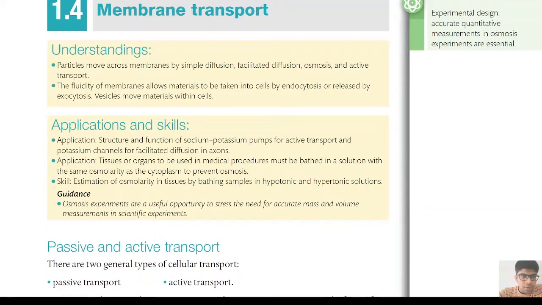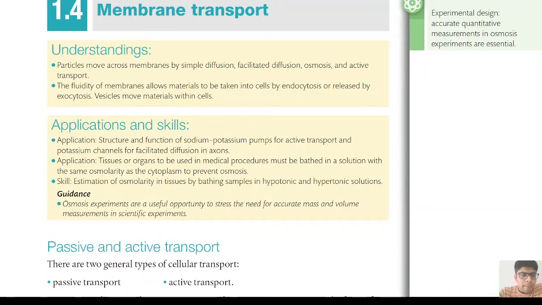Transport, how the transportation takes place. So let's read the understandings. Particles move across membranes by simple diffusion, facilitated diffusion, osmosis, and by active transport. The fluidity of the membrane allows the material to be taken into cells by endocytosis or released by exocytosis. Vesicles move materials within cells.